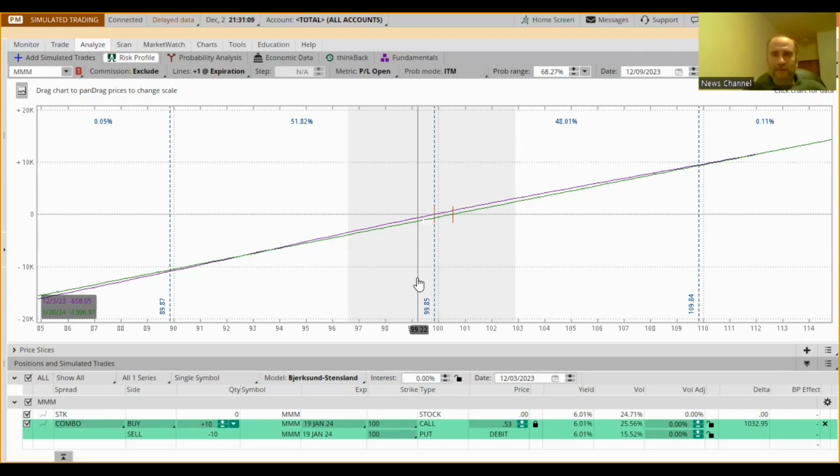You can't hold this to expiration because that's the worst thing that can possibly happen. If this moves against the 100 strike and goes lower, however lower it goes, you have unlimited losses to zero, because what's happening here is the call option expires worthless because it's below the 100 strike.